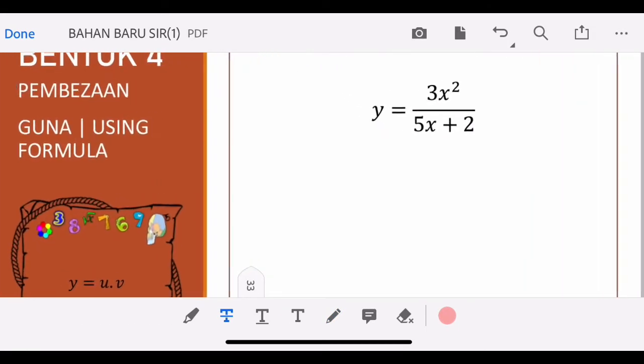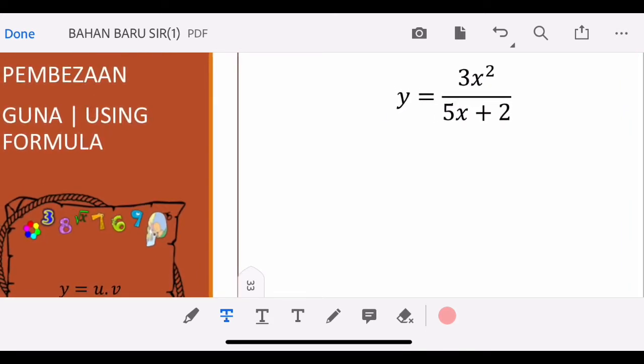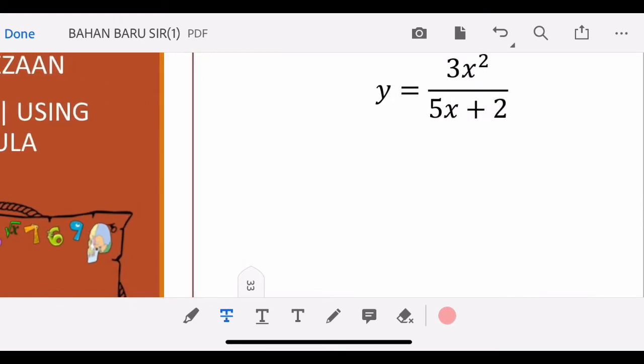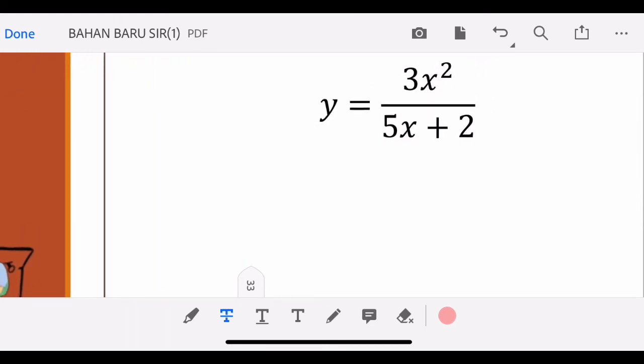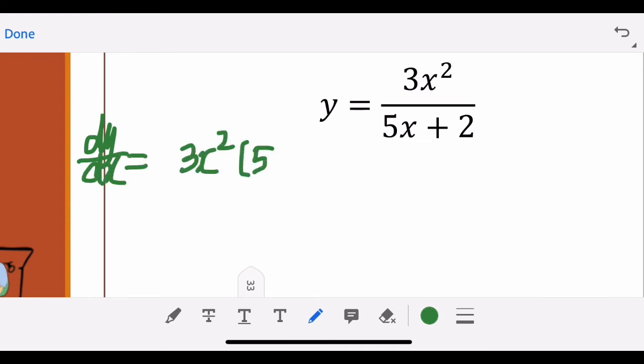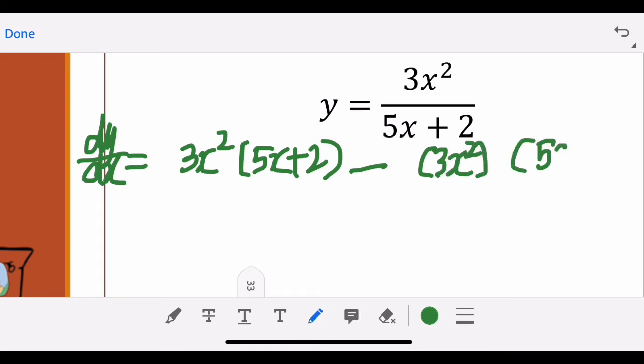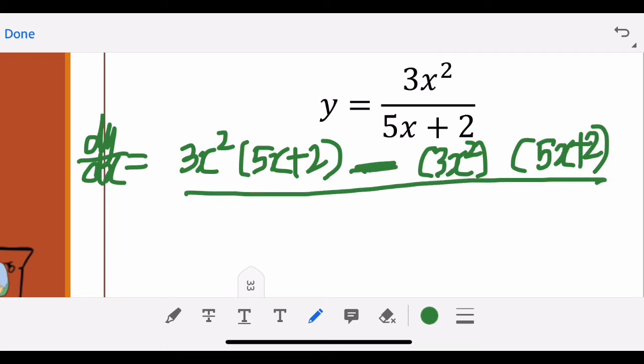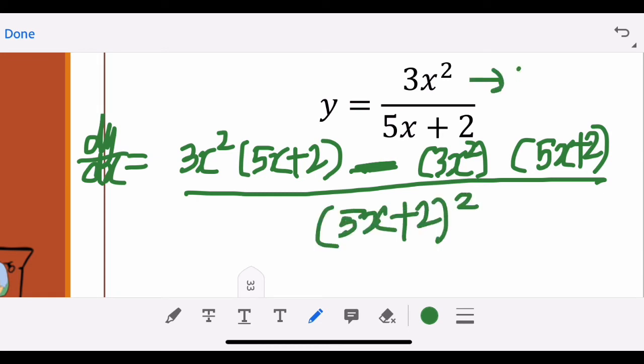Now we can do this quotient one fast. What I taught you just now, let's use the steps that I taught you. Let's do it together. You can use a piece of paper and do it. So I'm going to write like this, dy dx. I'm going to copy 3x square, 5x plus 2. I'm going to write minus. Then this one is 3x square, then this one 5x plus 2. I copy exactly the same, I just put a minus, copy twice, then v square. Write the v square first. This is your u, this is your v.